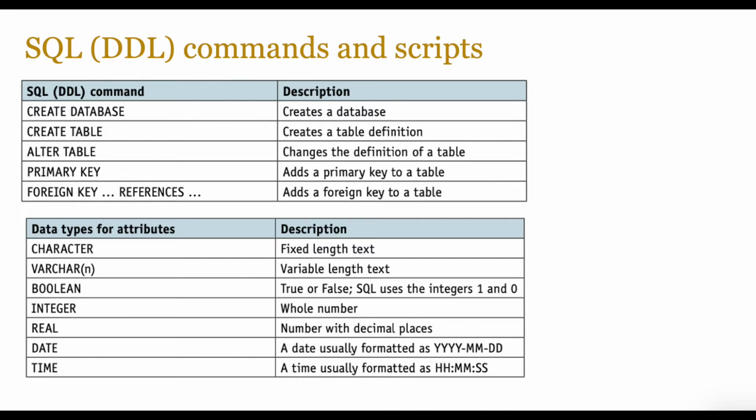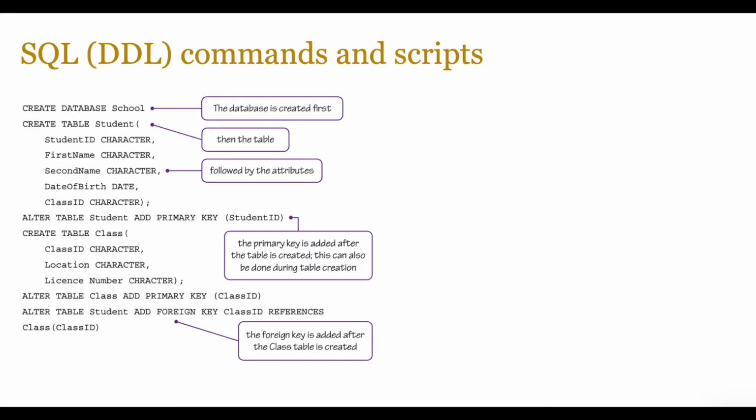Now there are a number of data types for the various attributes, or the fields. Character, which is the equivalent of char, fixed length text. Varchar, which is variable length text. Boolean, integer, real, date, and time. So nothing quite strange here. We're going to be looking at these commands in action shortly, so please do pause the video and jot these down. So on screen, you see a basic SQL data definition language script.